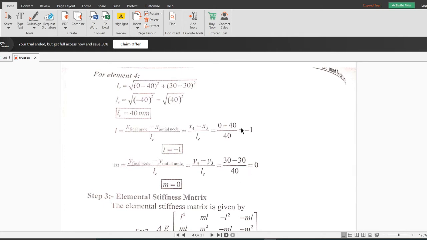Please enter all the values in the tables: LE1, LE2, LE3, LE4 and the corresponding direction of cosines values. Enter in the table, all of you. Do it.